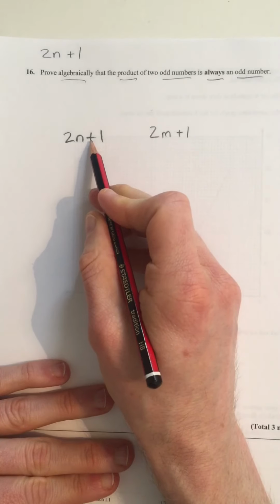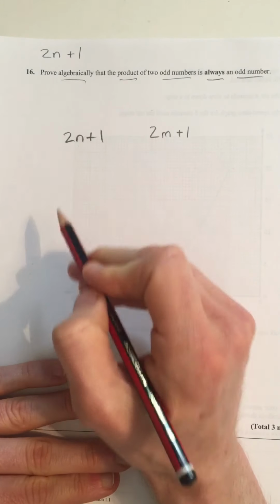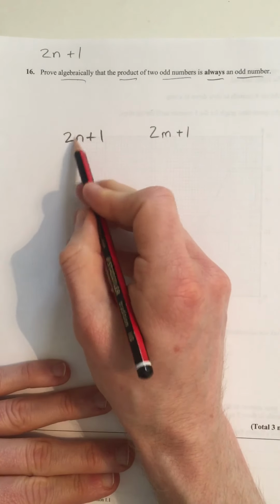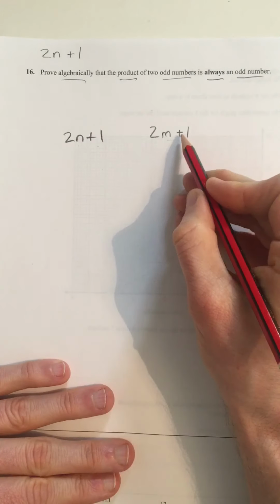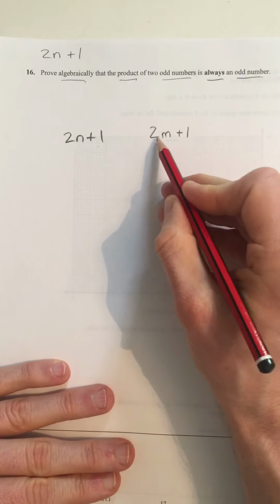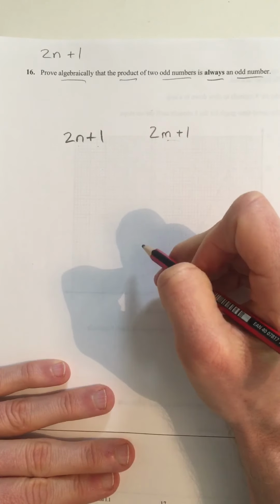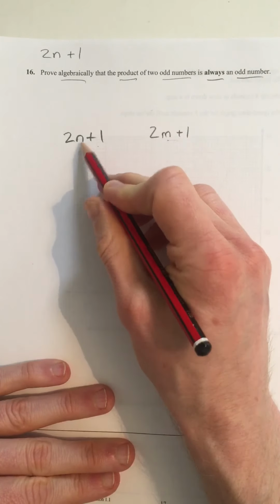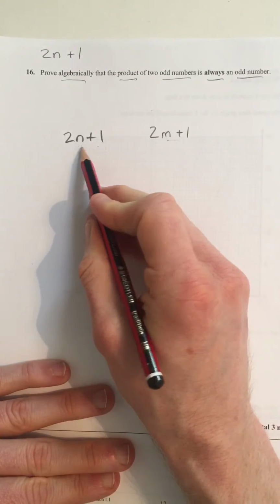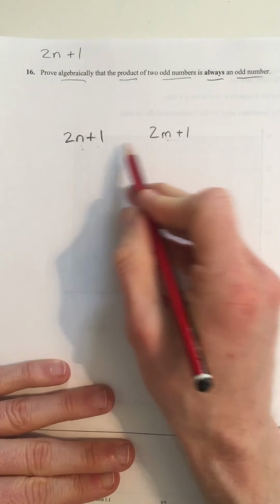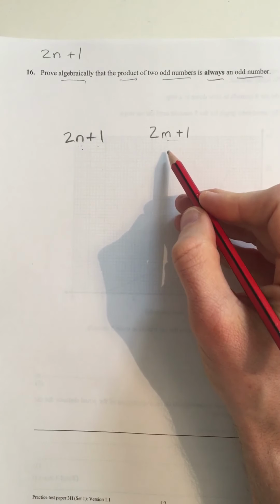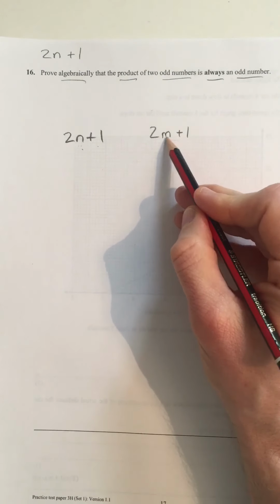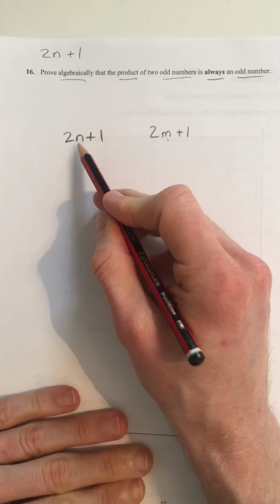So this is an odd number because it's 2 times something plus 1. So this is an even number. Plus 1 will make it an odd number. And this is also an odd number because again it's 2 times a number, a different number to this one, which means this is a different odd number to this one. I know these look very similar because they're both odd numbers, but they represent 2 different odd numbers because this is a different number to this one.